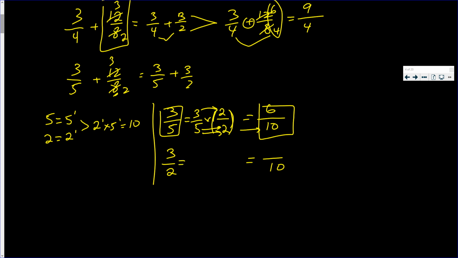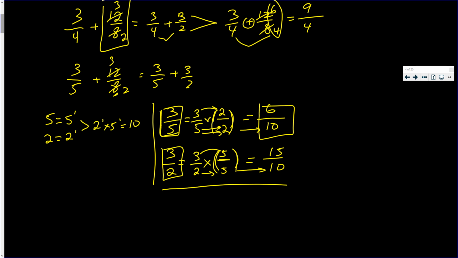Now 3 over 2 is equal to itself times 1. So let me write 3 over 2. 3 over 2 is equal to 3 over 2 times 1. 2 times 5 gives me 10. But this has to be 1. Well, if I put 5 in the bottom, I have to put 5 in the top. 3 times 5 is 15.